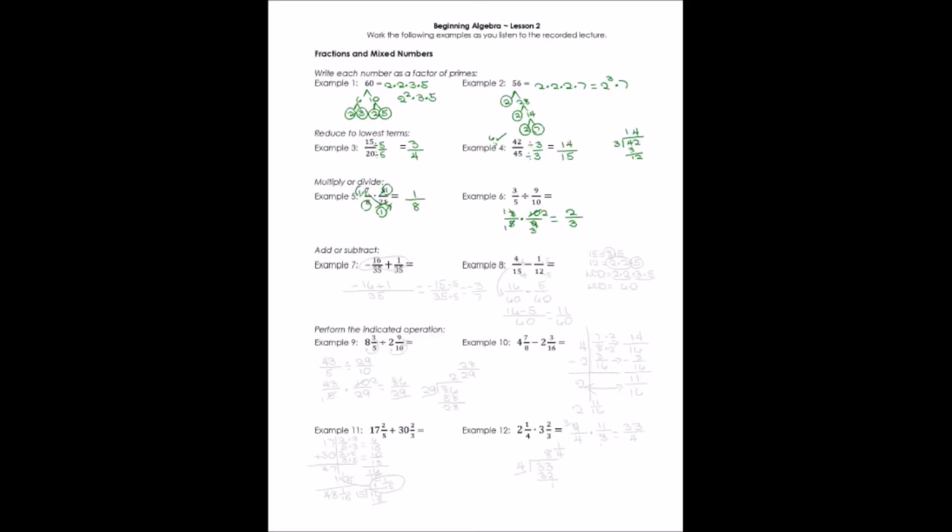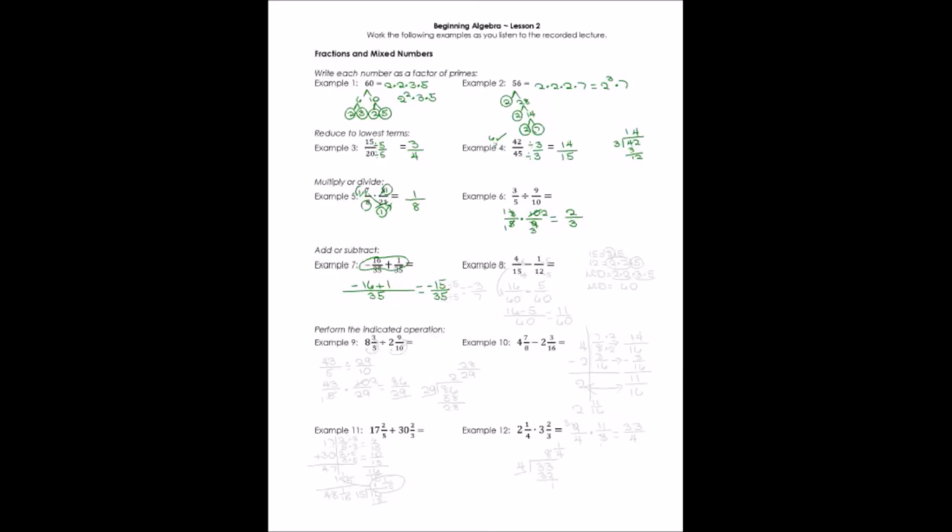Example 7, adding and subtracting fractions is always harder than multiplying and dividing because we do have to have a common denominator. Example 7 has made it easy for us. The common denominator is 35. We will put that in the denominator, and we're going to write everything else, including the signs and the operations, in the numerator. In my numerator will be negative 16 plus 1. Now all I have to do is say negative 16 plus 1, well that gives me a negative 15 over 35, and I need to reduce that.